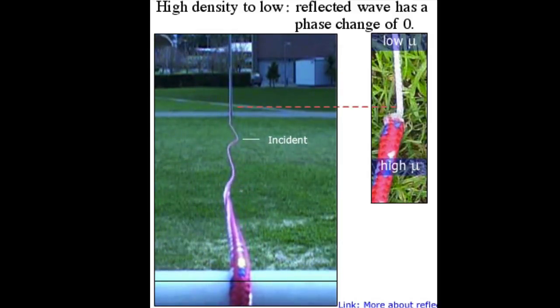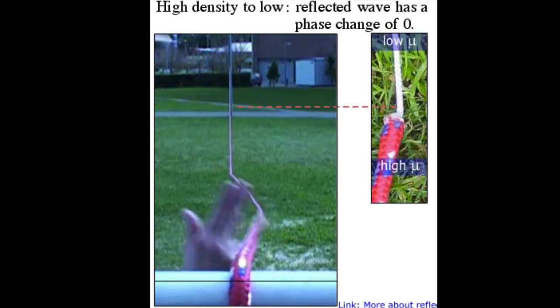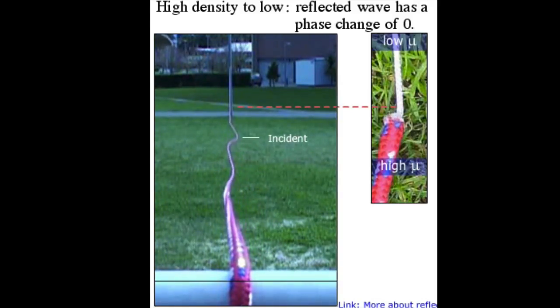If we now concentrate on the reflected pulse, you can see that it's reflected back on the same side of the piece of string. So that less dense medium is acting like a loose end, and so there is no phase change in the reflected pulse.